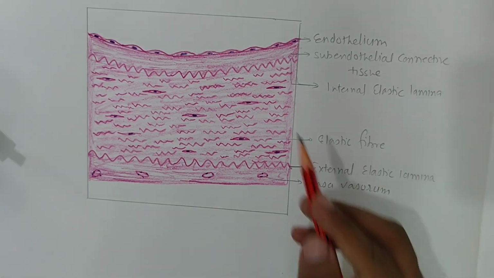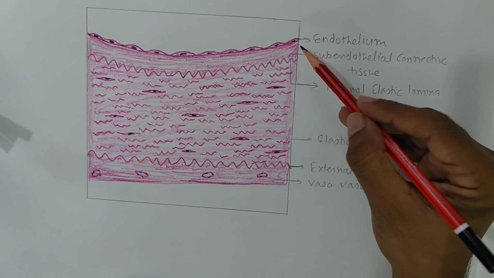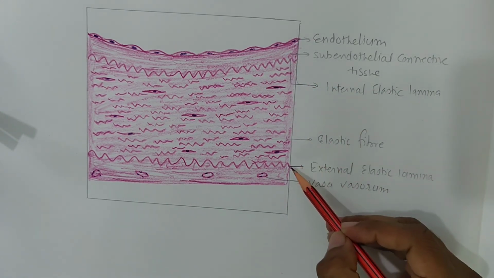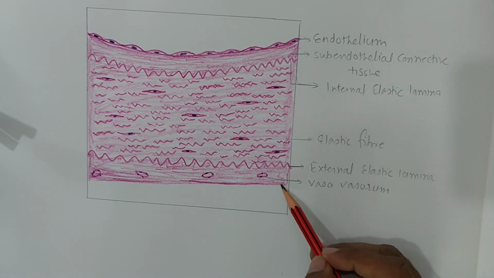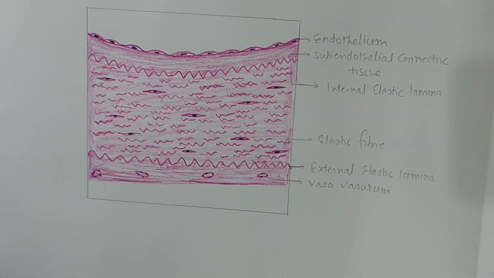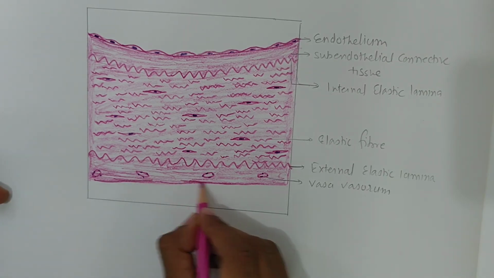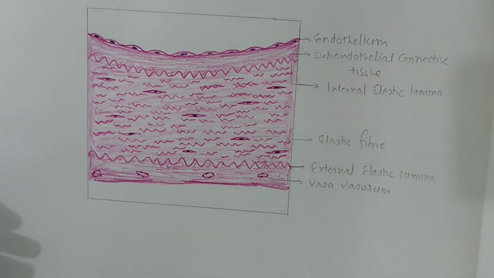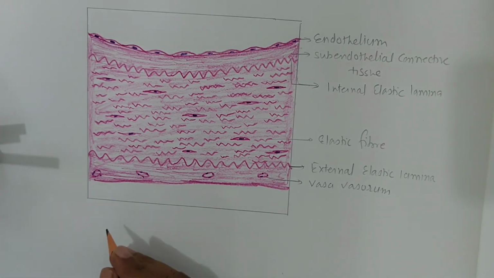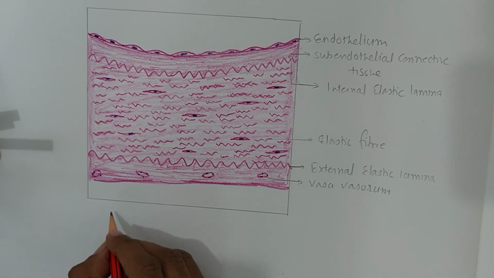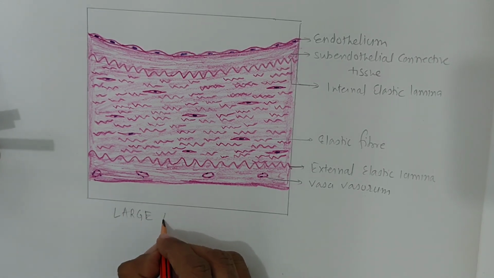In between the endothelium and internal elastic lamina we call it tunica intima. In between the internal and external elastic lamina we call it tunica media. And below that is the tunica adventitia. So this is the diagram, and we label it as histological diagram of large artery.